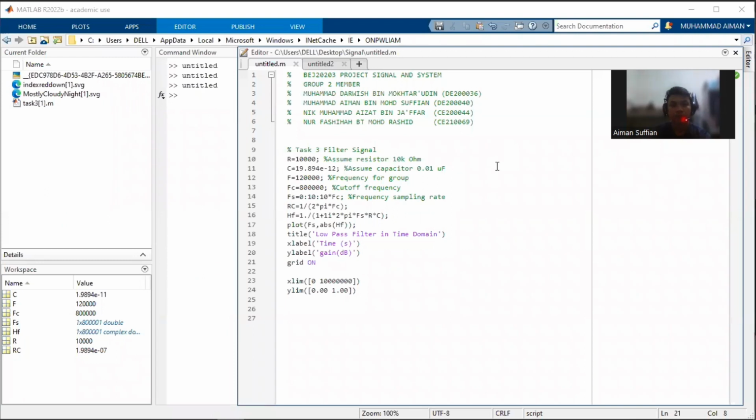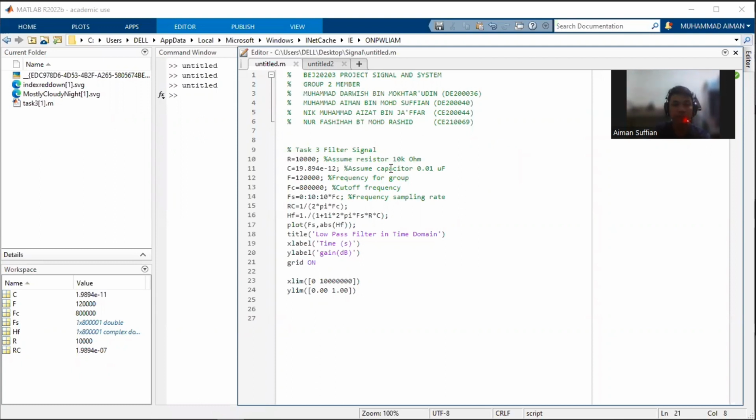Assalamualaikum warahmatullahi wabarakatuh. My name is Muhammad Aiman bin Muhammad Sufyan, and I will continue the presentation for task 3 and task 4. So for task 3, our group needs to construct a low-pass filter with frequency response characteristics.